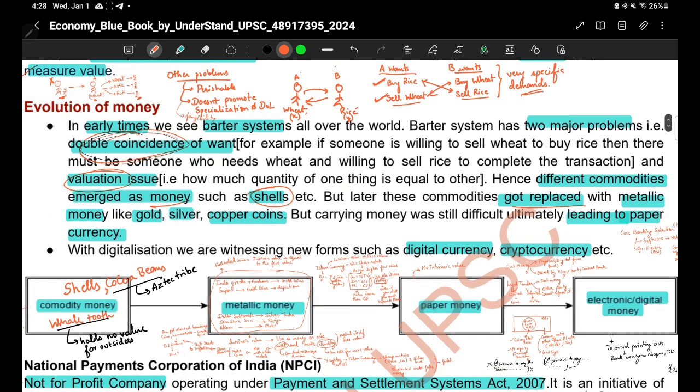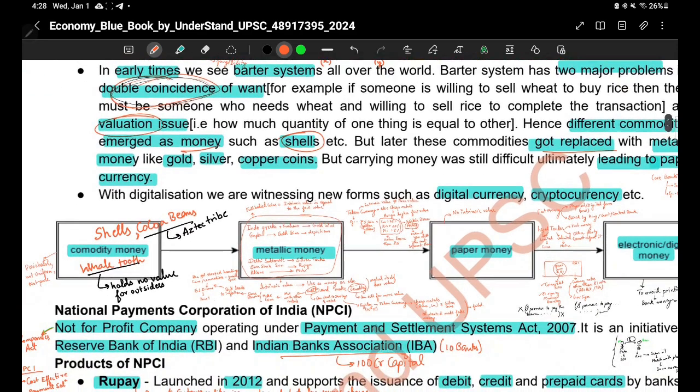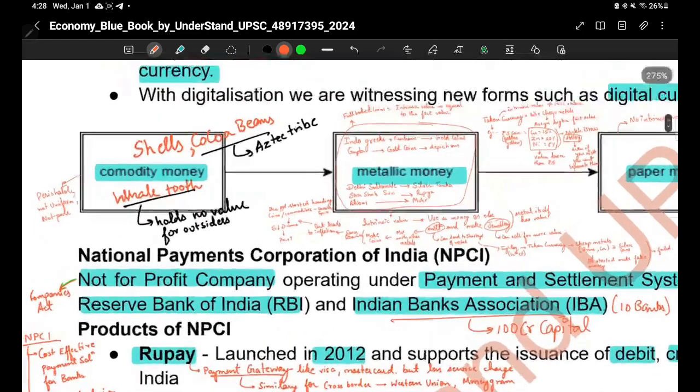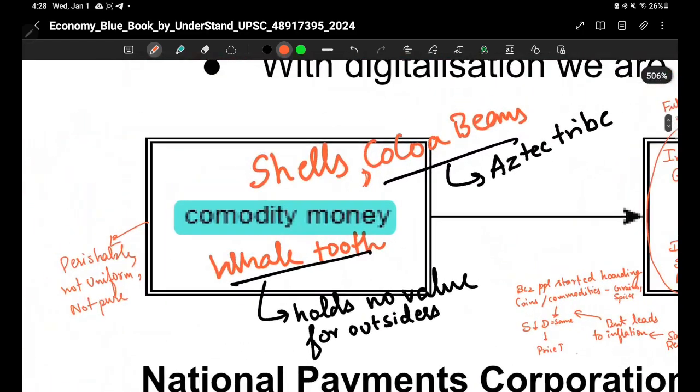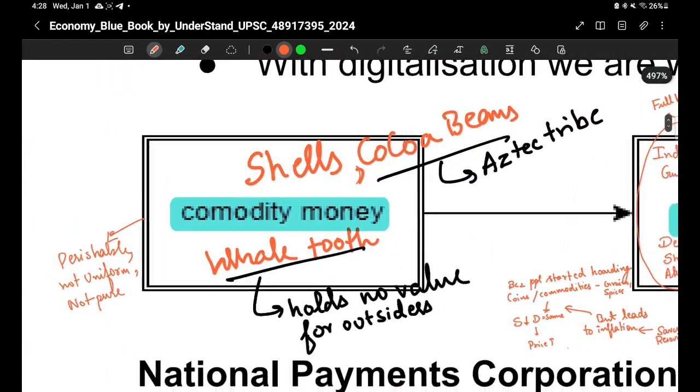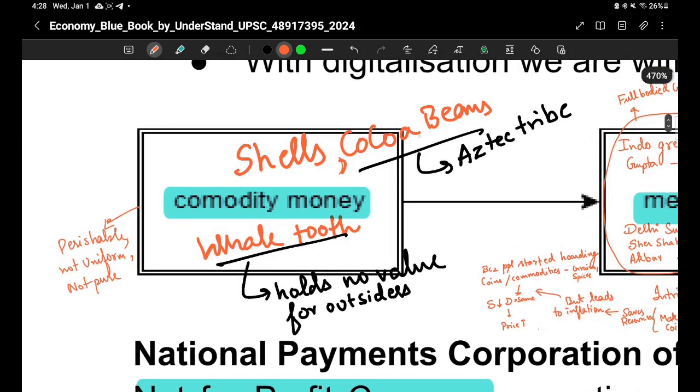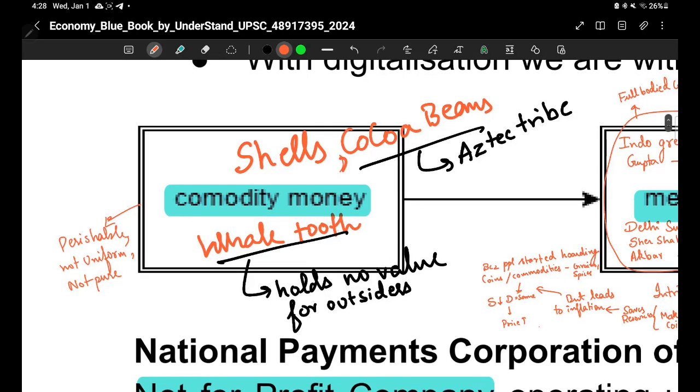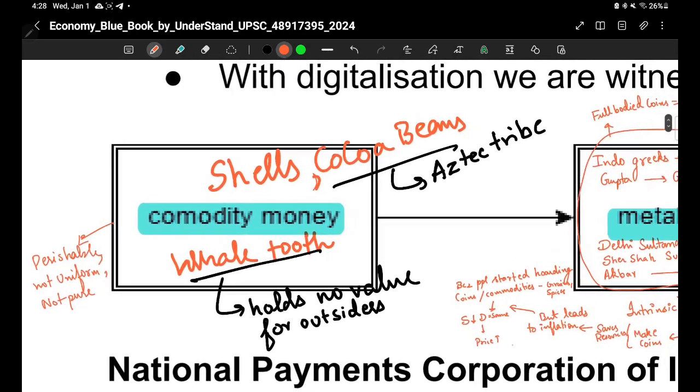We'll see one by one what the limitations of shells are and what the limitations of metallic money are. Then with digitization, we are witnessing a few forms such as digital currency, cryptocurrency and all that. Now we'll see what commodity money is. Commodity money means, as we saw, shells. Another example is cocoa beans and whale tooth. All these were being used as commodity money.